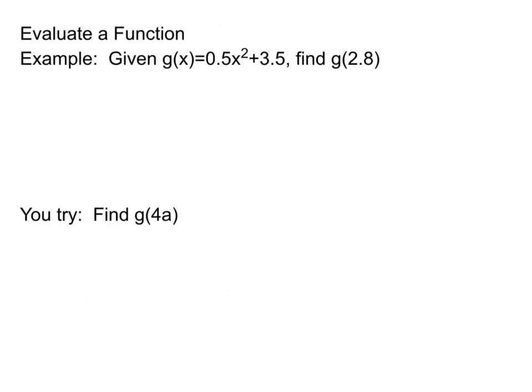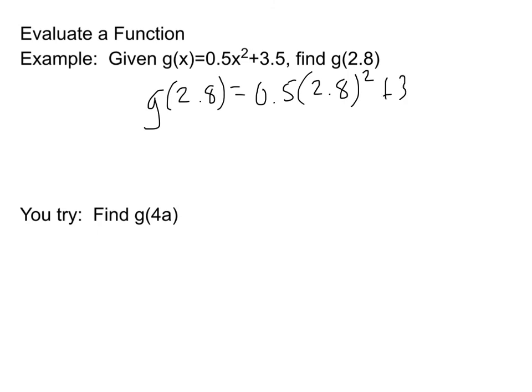Evaluate a function. So here we're just going to look at this. If we have the function g of x equals 0.5 x squared plus 3.5, find g of 2.8. Okay, all you do is put 2.8 in place of the x. So that's g of 2.8 equals 0.5, and then in place of the x we put 2.8. Okay, we're going to square that number plus 3.5.